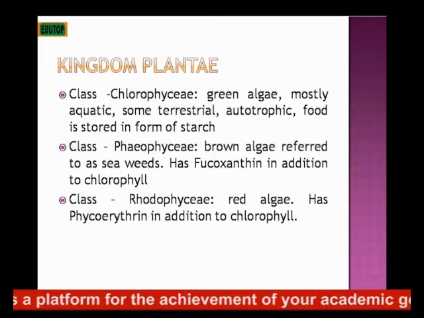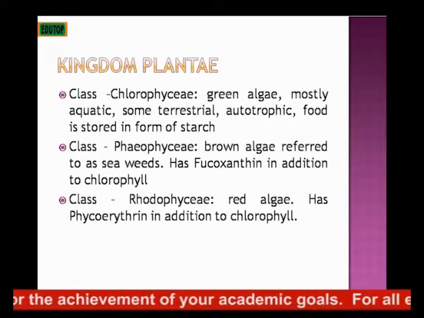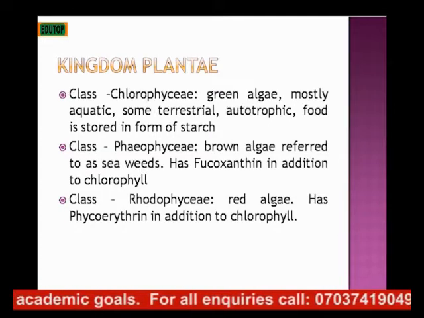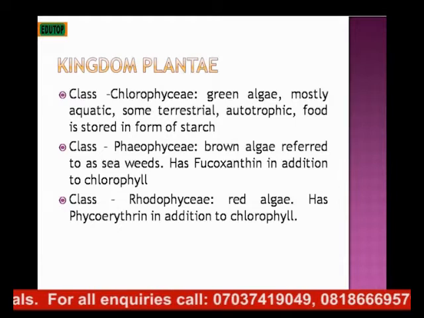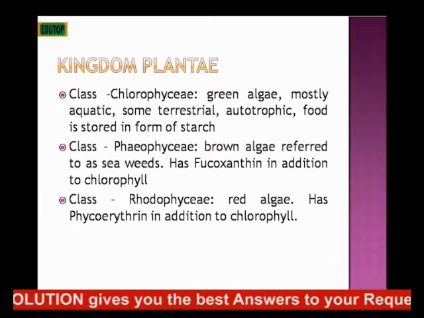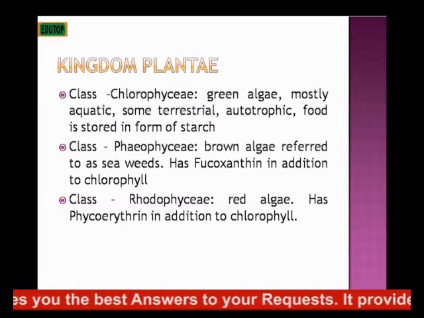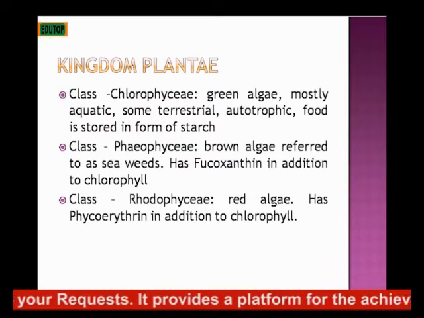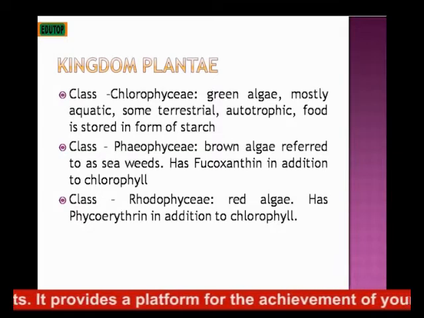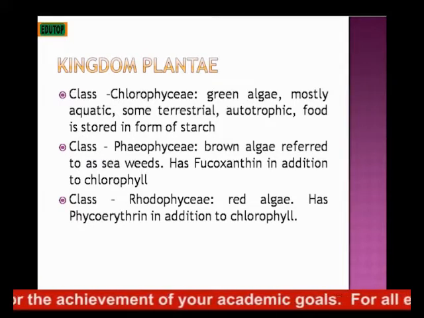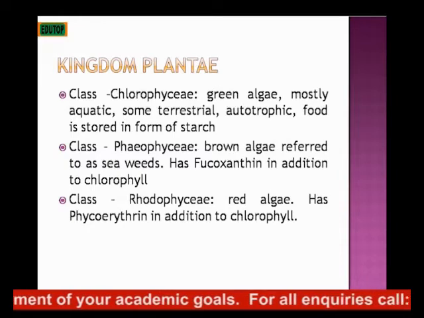Also, they are grouped into classes based on the type of additional pigments that you find in them, like the blue-green algae that has a blue pigment in addition to its chlorophyll. Then the Chlorophyceae are the green algae, so they have majorly the green pigment, chlorophyll. Some are terrestrial, even though they are mostly aquatic. They are autotrophic, that is, they manufacture their food on their own because of the presence of chloroplasts. Their food is stored in form of starch.